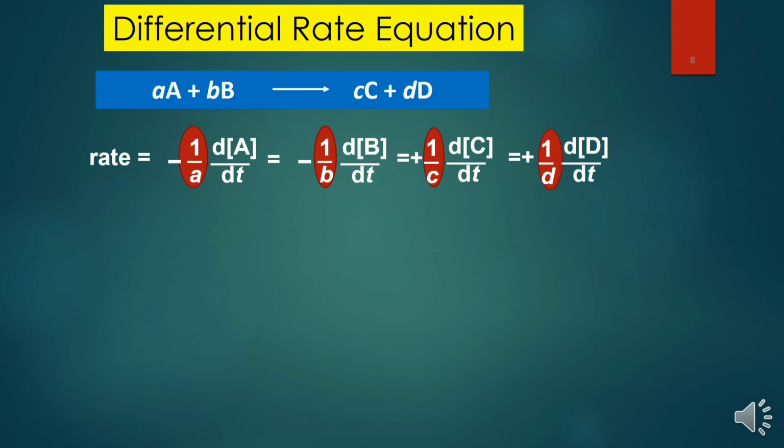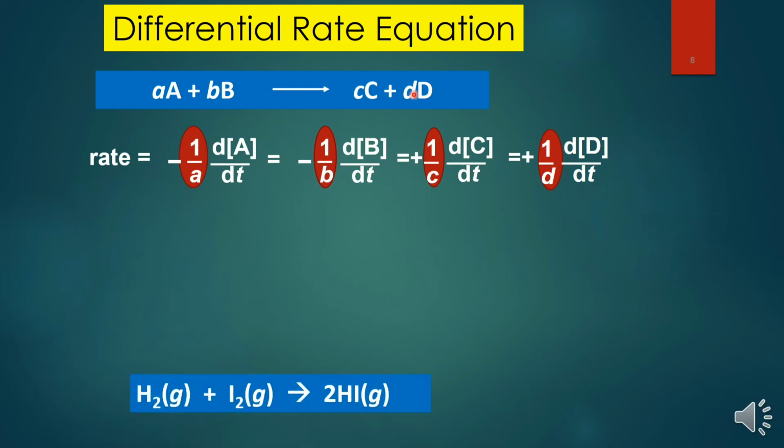So you can see there's a negative symbol showing that the reactant is decreasing, and there is a positive symbol showing that the product is increasing. And the 1 over a, 1 over b, 1 over c, and 1 over d values are taken from the stoichiometric coefficients of the equation. So this is the general differential rate equation.